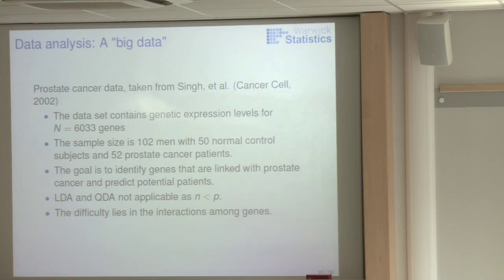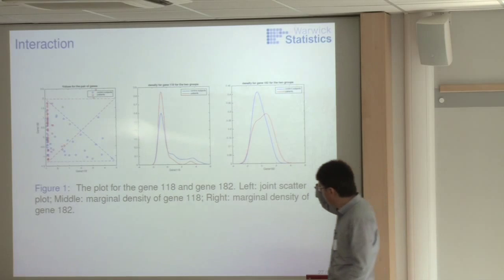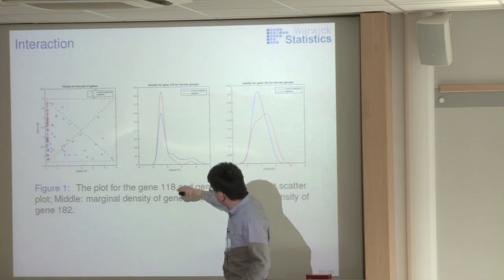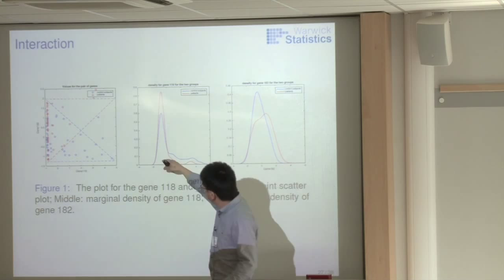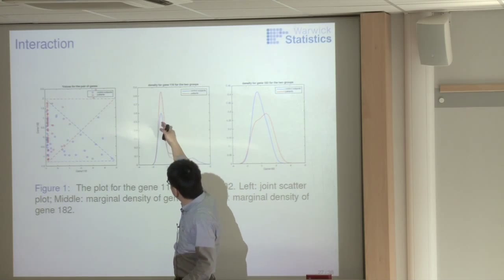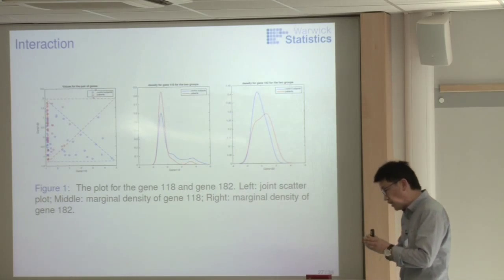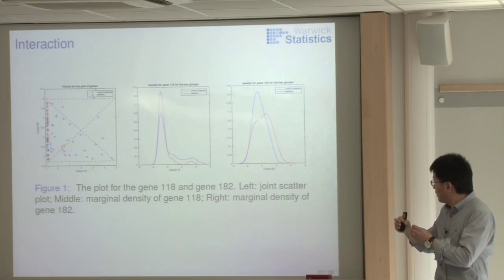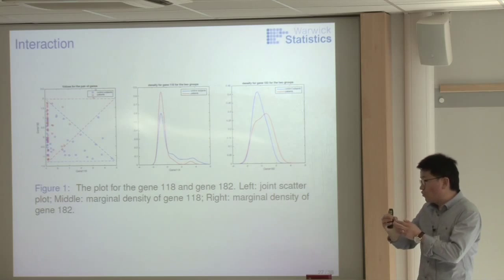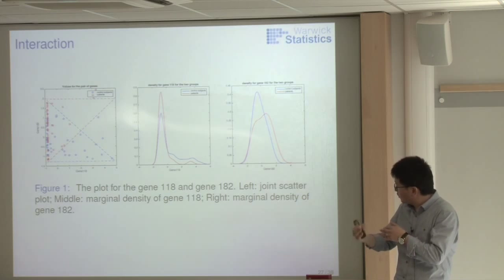To motivate this data analysis, we look at the marginal densities of many genes. For example, if you plot the marginal densities of gene 118 and gene 182, if you look at the kernel density estimates of these two genes, you can see that the two densities are quite close, meaning that if you only look at the main effects, probably neither of them would be useful in classifying these two classes of observations.